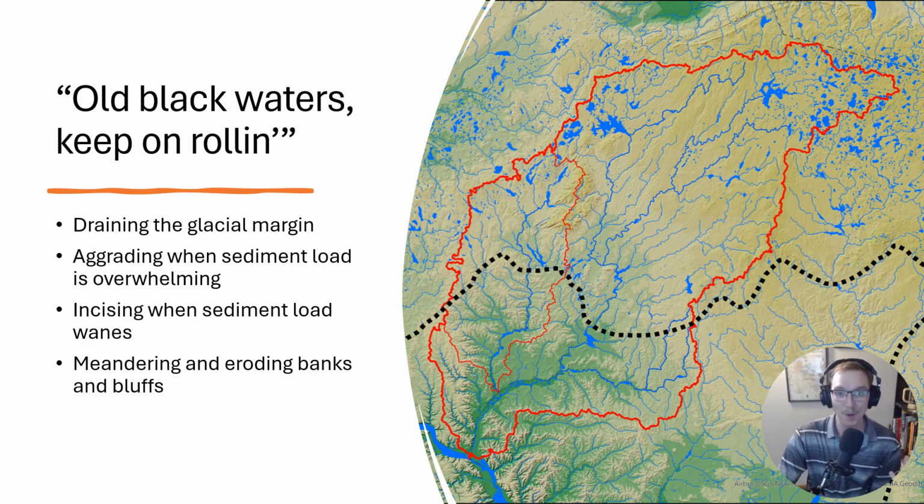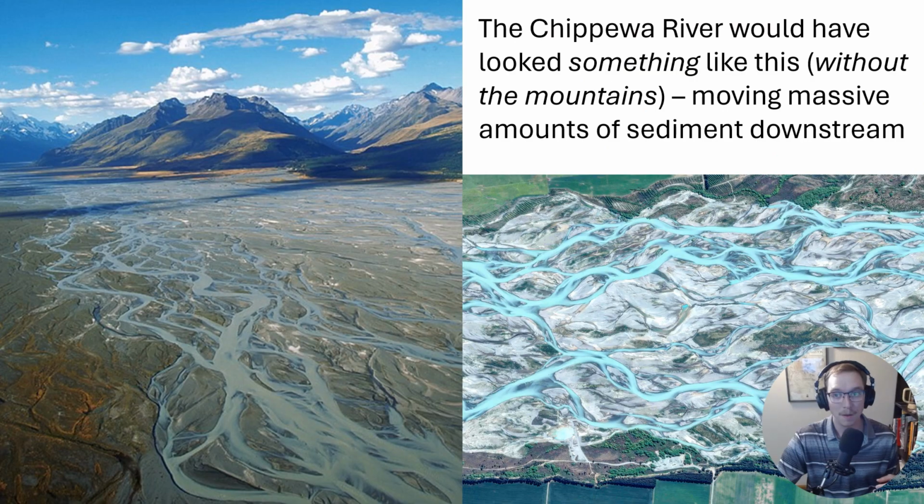Now, here we are draining the glacial margin in the ancestral Chippewa River. This is a really important point to our story. So the Red Cedar and the Chippewa River were both glacial meltwater streams. They're taking sediment and water away from the glaciers and reworking it, moving it across the landscape. The ancestral Chippewa would have looked something like this. Fascinating. These are both from New Zealand.